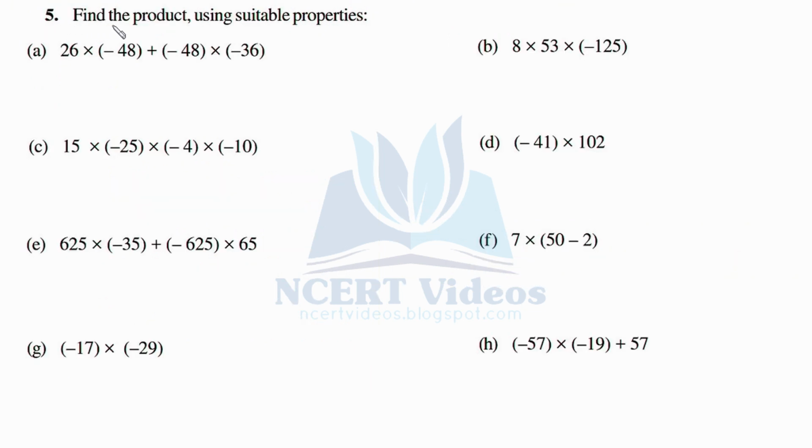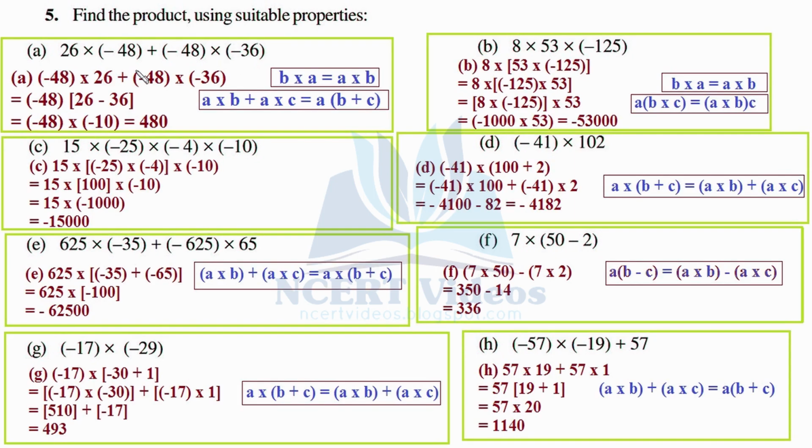Question 5. Find the product using suitable properties. So we have learned a couple of properties in this chapter which we are going to use here. Now here first we will swap the position. So minus 48 comes first and multiply with 26, and the rest the same. Minus 48 into minus 36 the same, and which allowed us to do it: b into a equals a into b, just swapping.